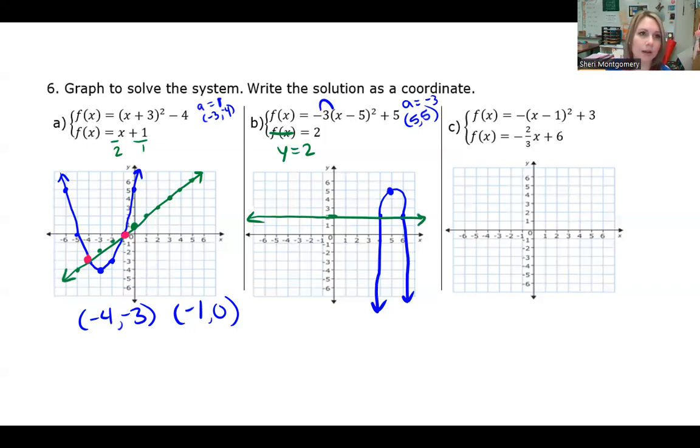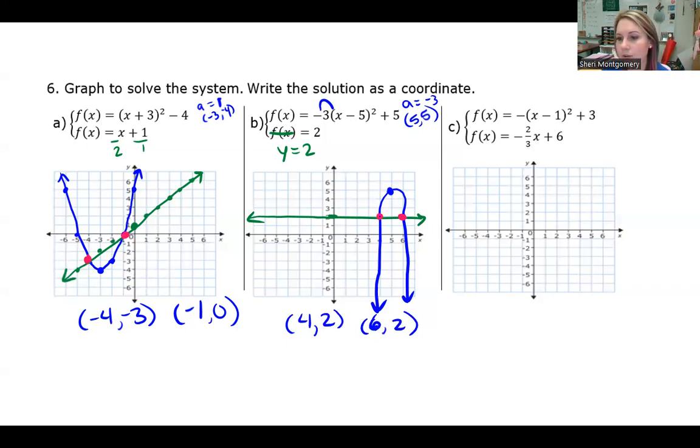How many solutions do I have? 2. So I got 4, 2, and 6, 2. Is that what y'all got? Good, good, good. We got one more that we're going to graph together.